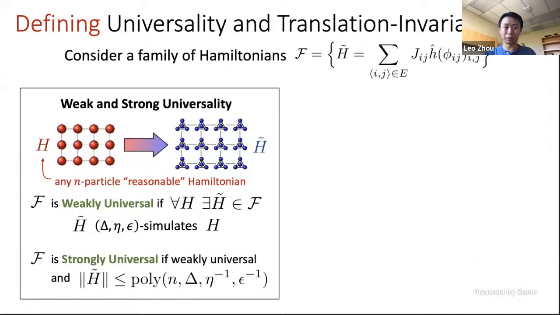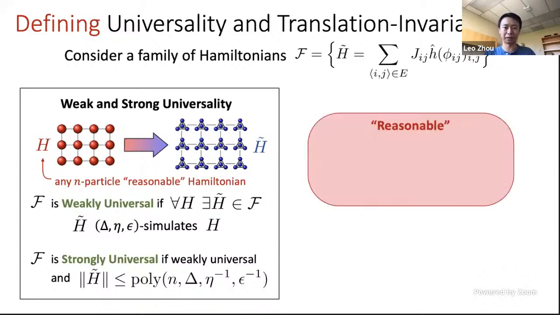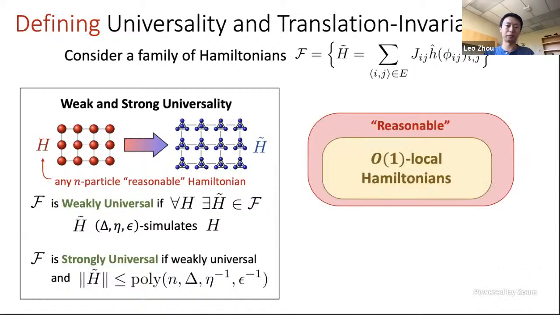So what I mean by reasonable here is a little bit vague, but I will tell you what I mean. In the earlier work on universal Hamiltonians, reasonable really only refers to local Hamiltonians where the locality is constant.